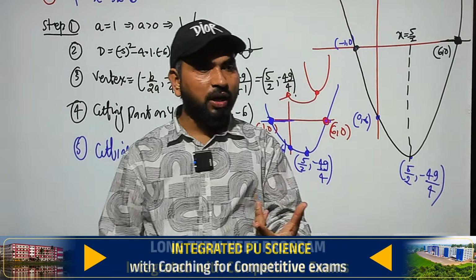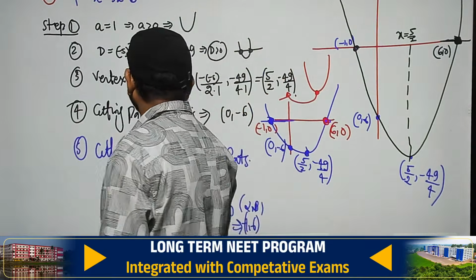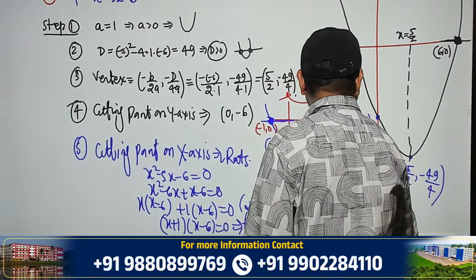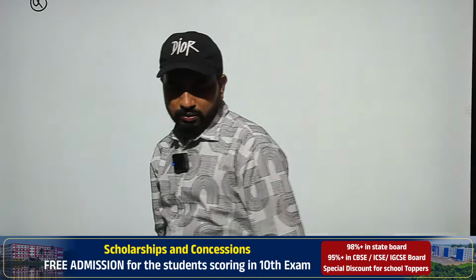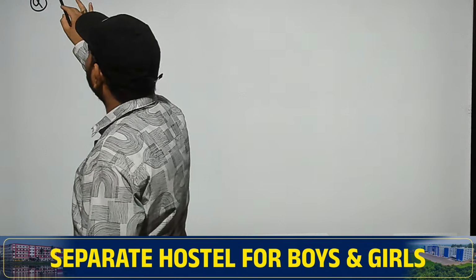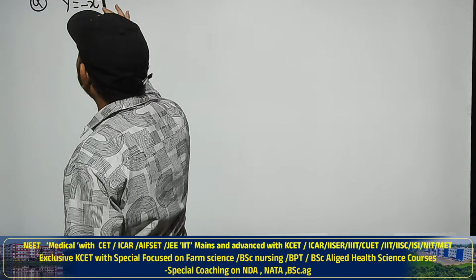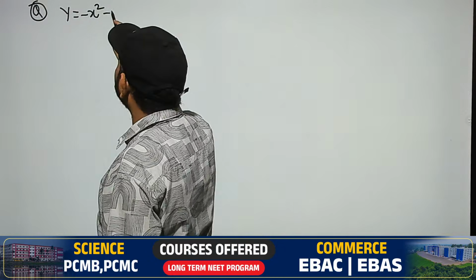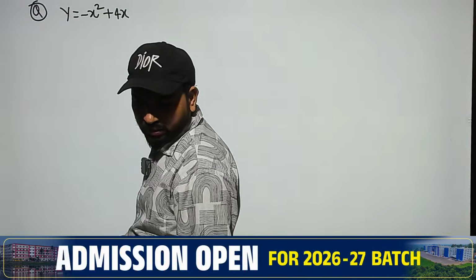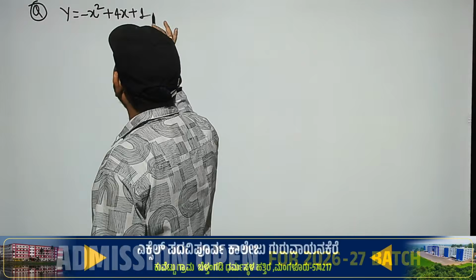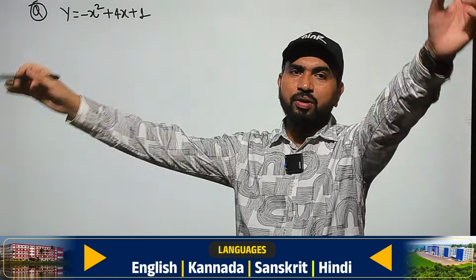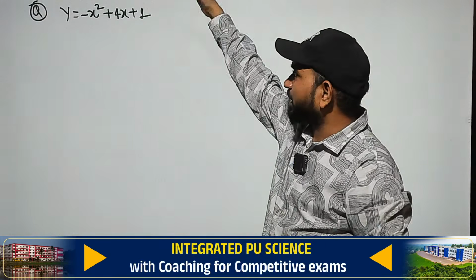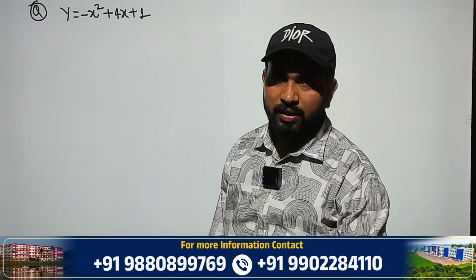Graph is clear now? Yes. So now I am giving one more graph, so practice this graph also. I am writing one graph: y is equal to minus x square plus 4x plus 1. This is what graph? Just draw the graph of this. Just practice this graph, because graph is very important.